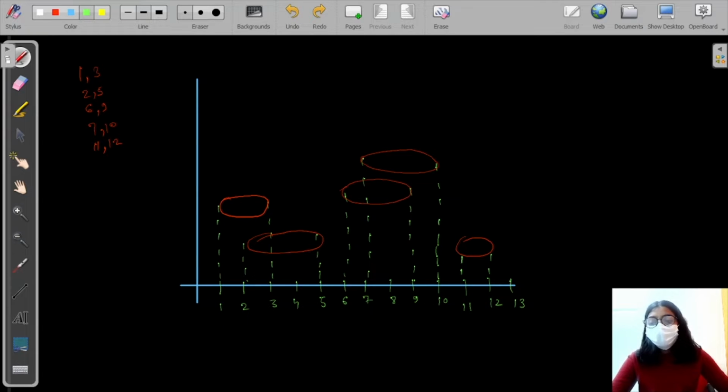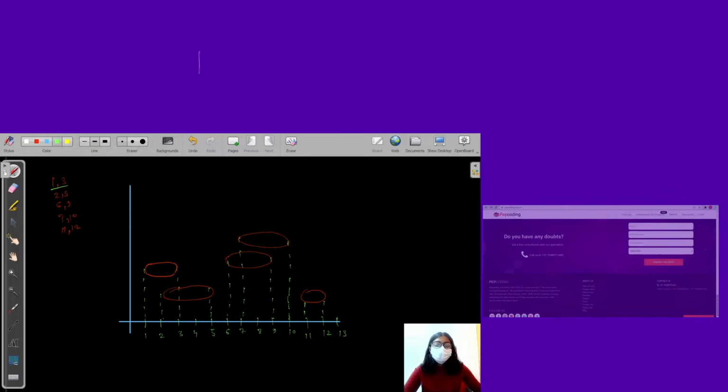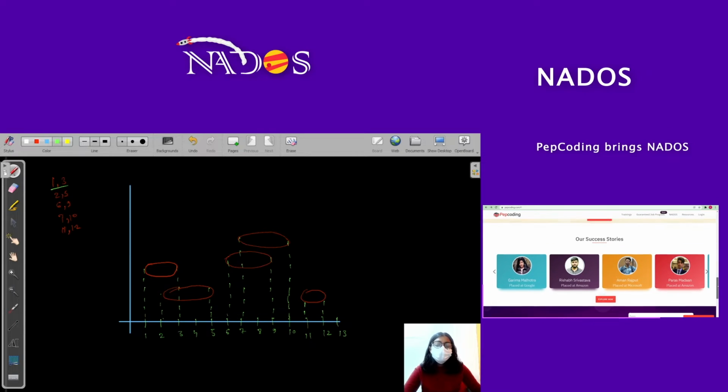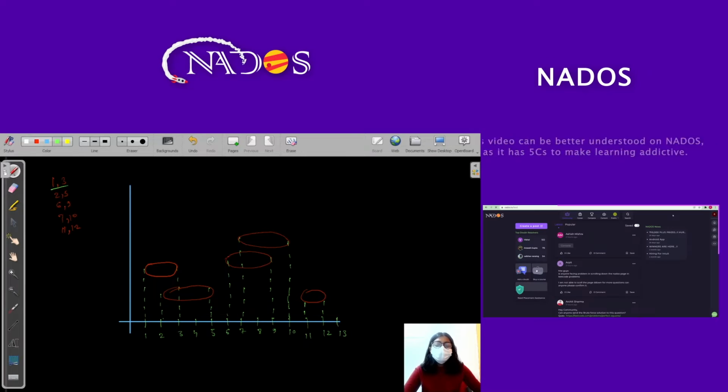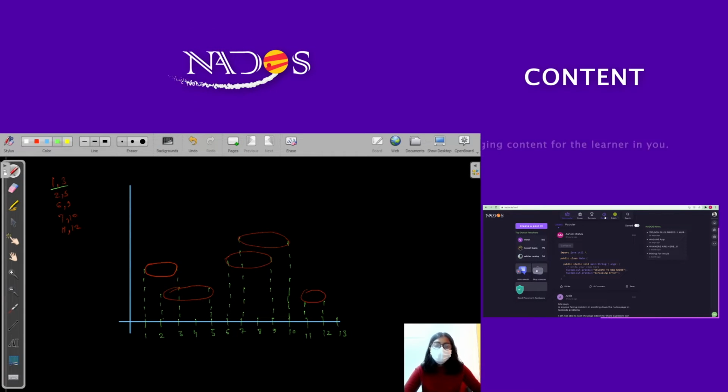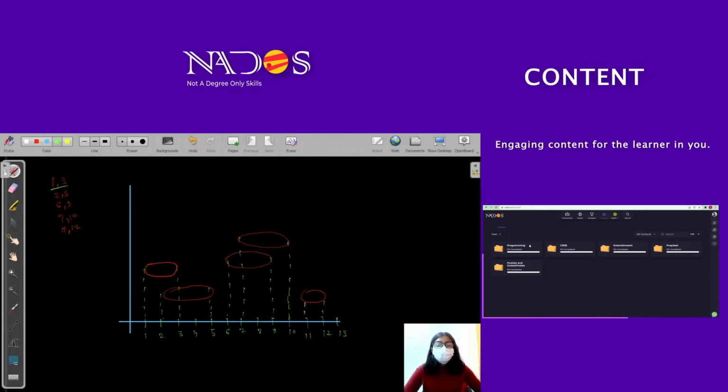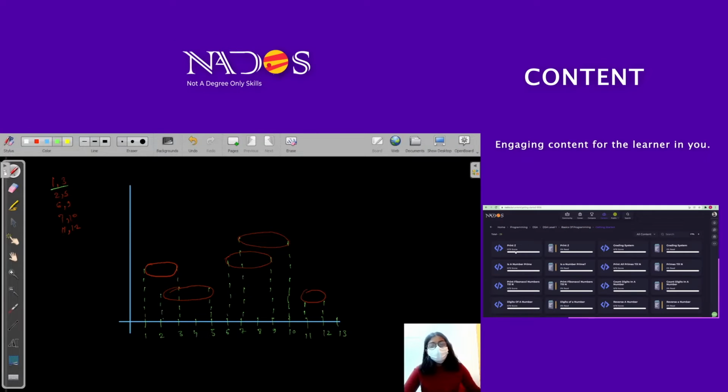Here I am given 5 balloons, and their starting and ending points are given like this. Here balloon 1 is starting from point 1 and ending at point 3. Balloon 2 is starting at point 2 and ending at point 5. The third balloon is starting at point 6 and ending at point 9. The fourth balloon is starting at point 7 and ending at point 10. The fifth balloon is starting at point 11 and ending at 12.